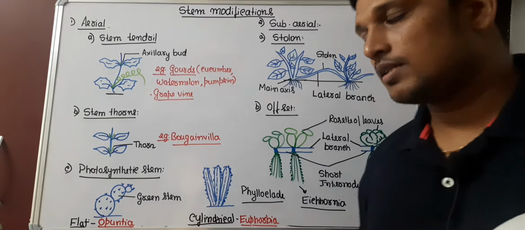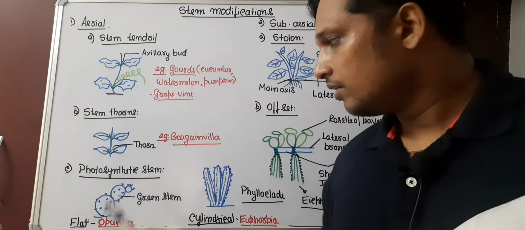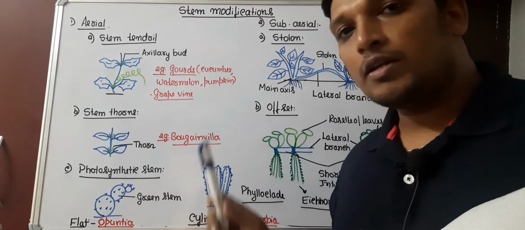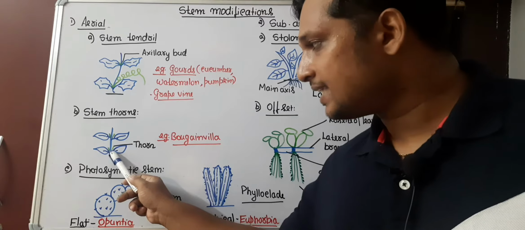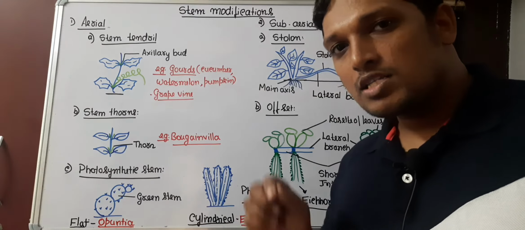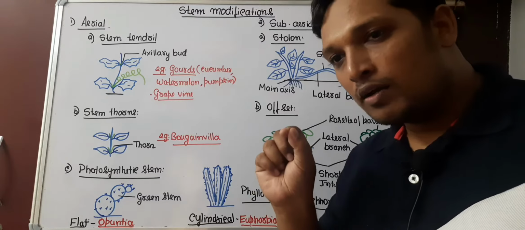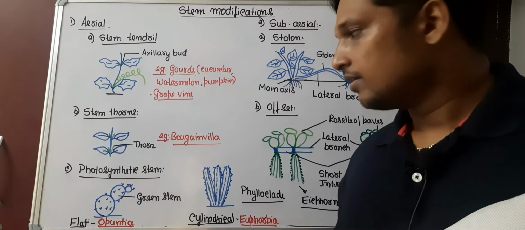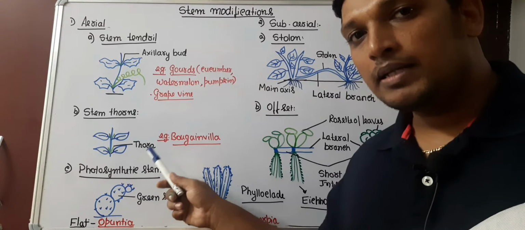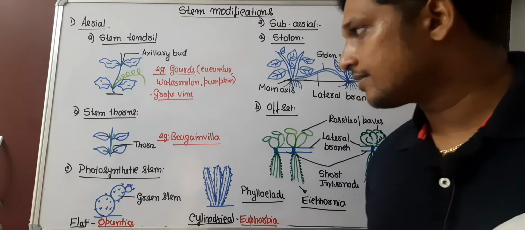Second modification, stem thorns. In plants like bougainvillea, there will be modification of axillary bud into a spiny, woody structure known as thorn. They help in giving protection from the grazers.